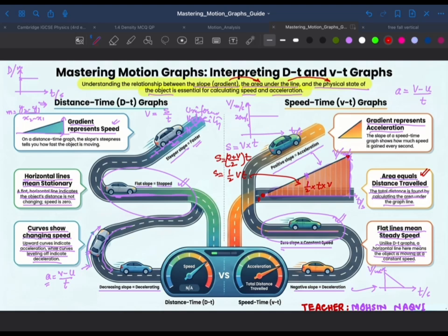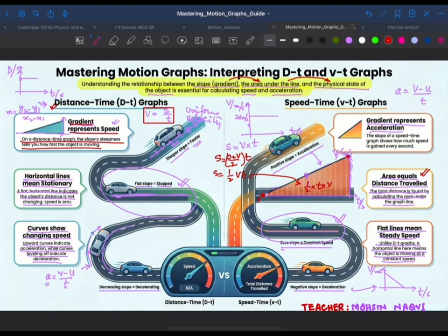First of all, you can discuss the distance time graph. If we have the distance time graph, then you know that as far as the definition of the velocity or speed is concerned, this is the distance divided by time. So it means that when you consider the distance time graph, the gradient represents the speed. On a distance time graph, the slope steepness tells you how fast the object is moving. That is, the gradient will tell you what the speed of the body is.